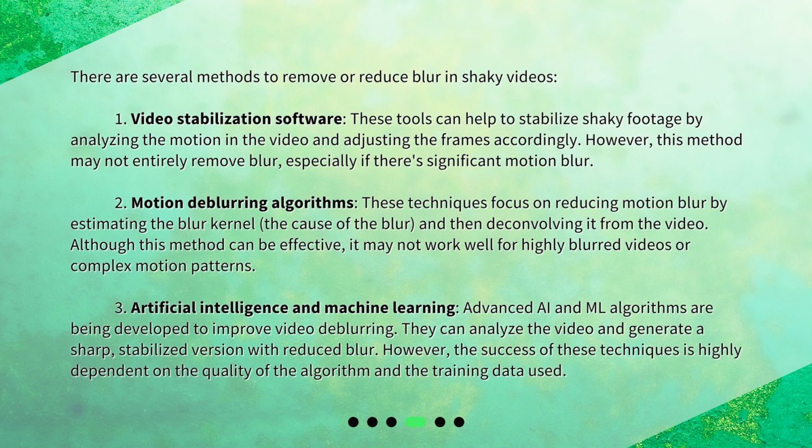3. Artificial intelligence and machine learning. Advanced AI and ML algorithms are being developed to improve video deblurring. They can analyze the video and generate a sharp, stabilized version with reduced blur. However, the success of these techniques is highly dependent on the quality of the algorithm and the training data used.